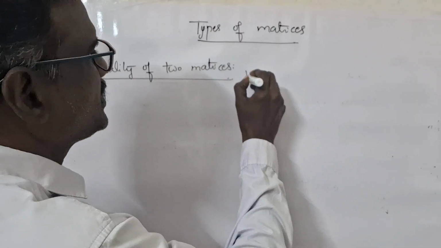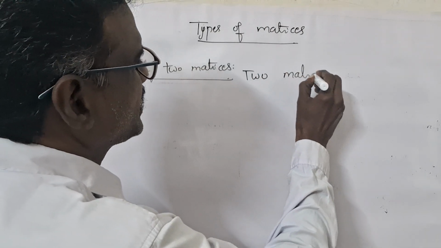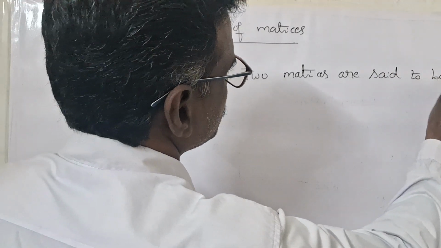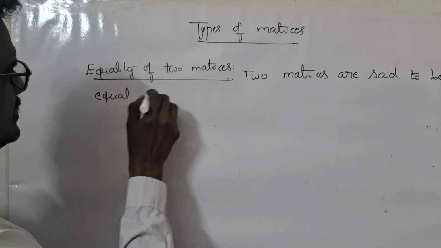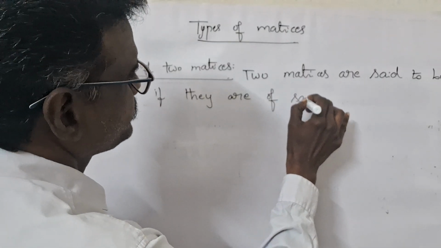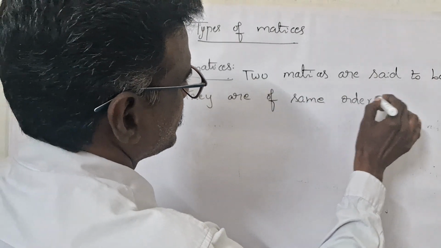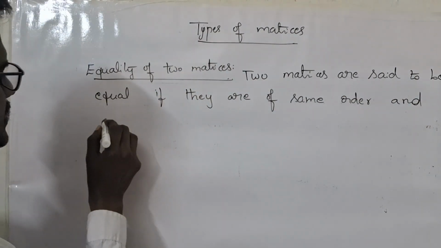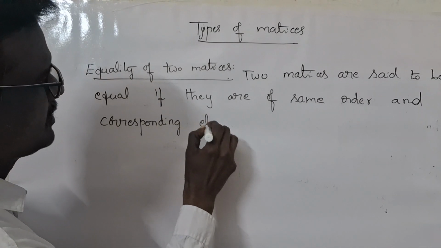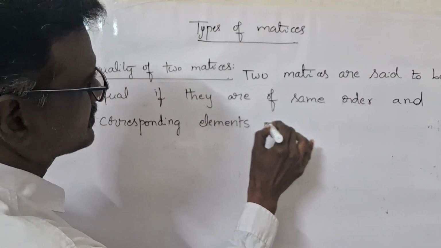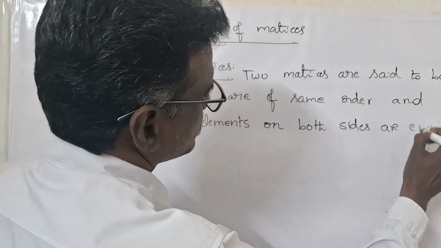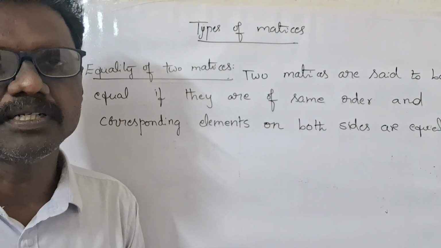Two matrices are said to be equal if they are of the same order, and corresponding elements on both sides are equal.